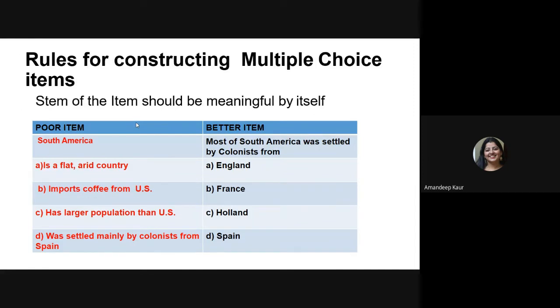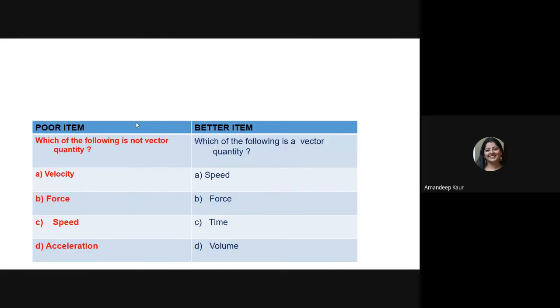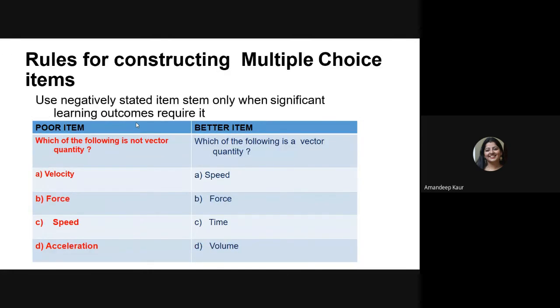Another example is: South America is a flat and arid country, imports coffee from the US, has a larger population than the US, was settled mainly by colonialists from Spain. It is again a poor item designed by the faculty, so the stem needs to be meaningful. So the teacher can write it as: most of South America was settled by colonialists from England, France, Holland and Spain. So the item must be meaningful.